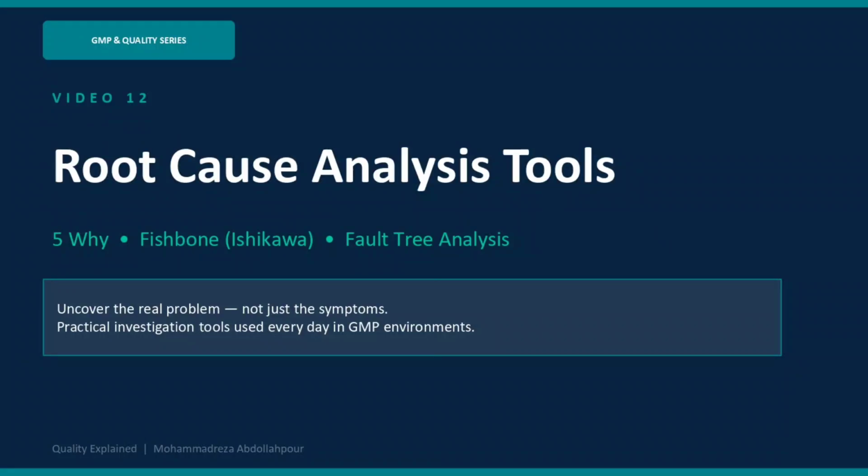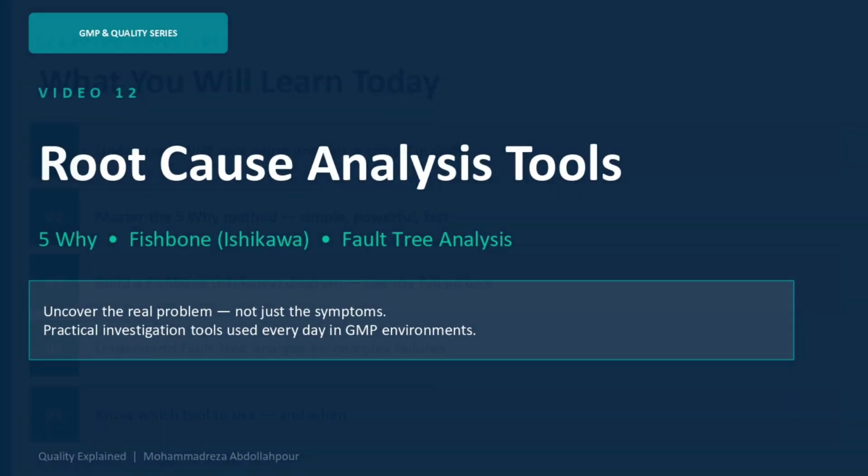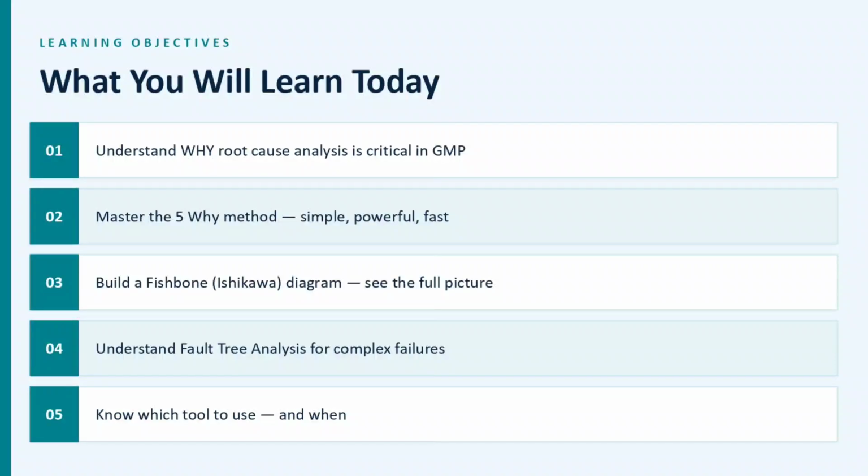Today we're covering something that every single quality professional needs in their toolkit. Root cause analysis tools. Specifically, we are going to cover 3 tools. The 5 why method, the Fishbone Diagram, also called the Ishikawa diagram, and fault tree analysis. By the end of this video, you will know which tool to use, when to use it, and how to actually apply it in a real GMP situation. Let's get into it. Here is what we will cover today.